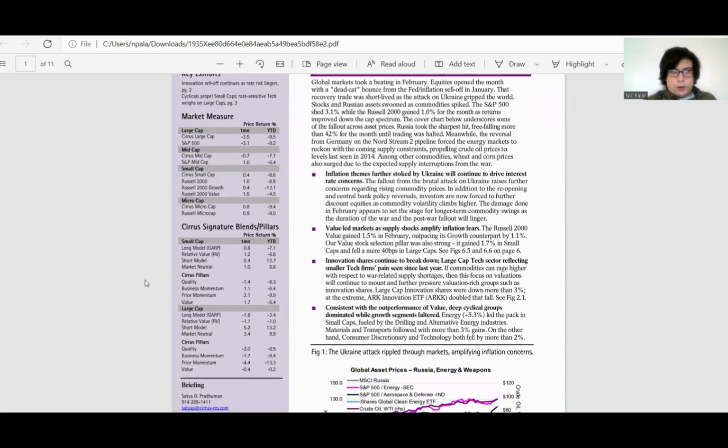And then also it has a number of our other models. So the GARP model, the relative value model, our short model, and our market neutral model for small cap and large cap, as well as the pillars, which are factor composites. For both these blends, such as the GARP and relative value model, as well as the pillars, we have white papers that go into those in much more detail. So I'm going to refrain from dwelling on their construction right now.